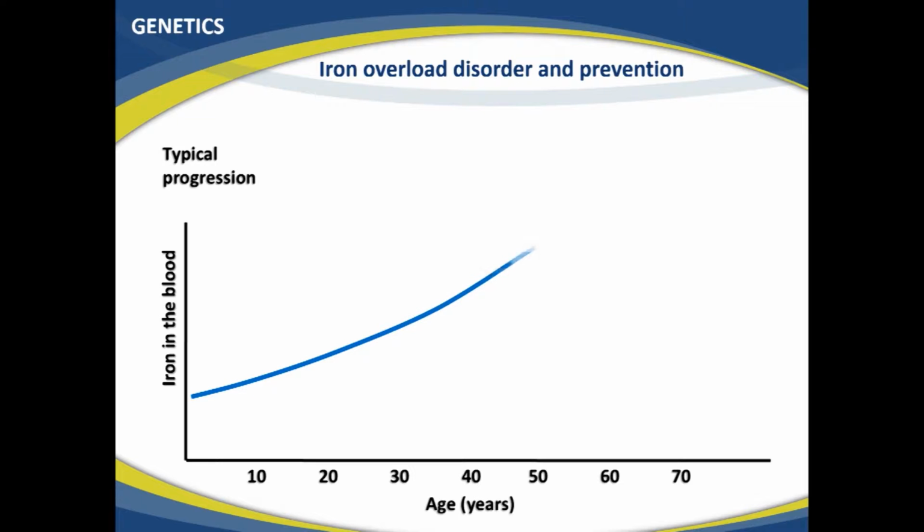So this is what happens. Iron in the blood is increasing over the years. At the beginning, there are no symptoms, but then you start to develop joint pains, you get susceptibility to infection, so the immune system gets weaker, you become a diabetic, eventually your liver is damaged, and it's fatal if you don't get treatment.